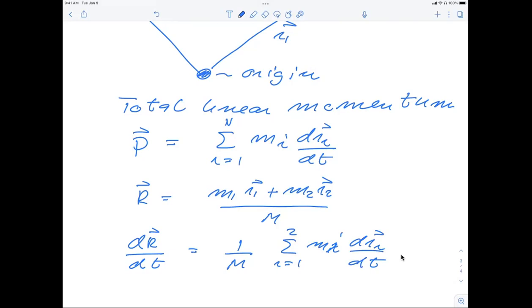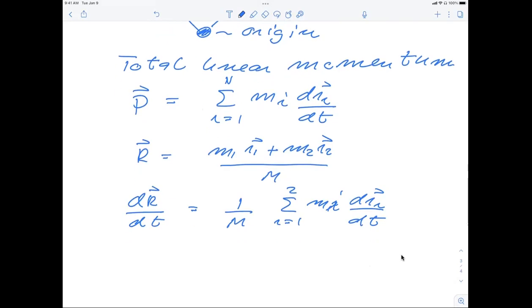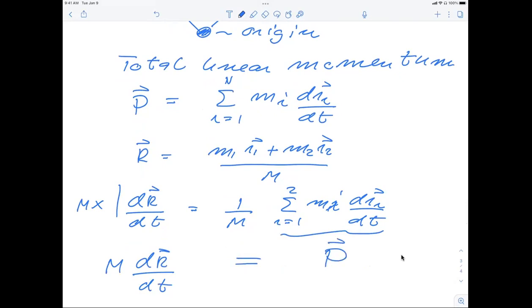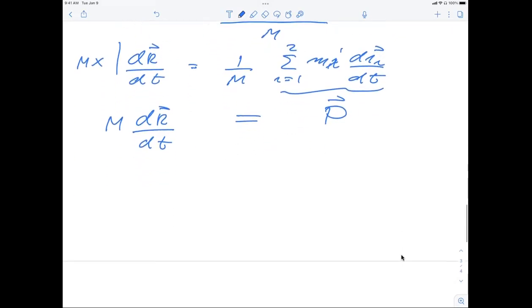And this quantity which you see here, if I now multiply with m on both sides, what I get is m dR/dt, and this quantity here is nothing but the total momentum. So this quantity becomes equal to, if I multiply away, m dR/dt is equal to P.